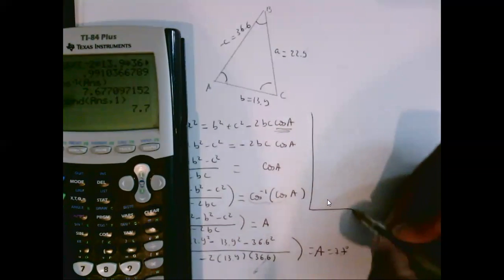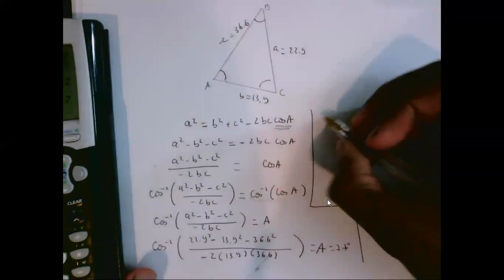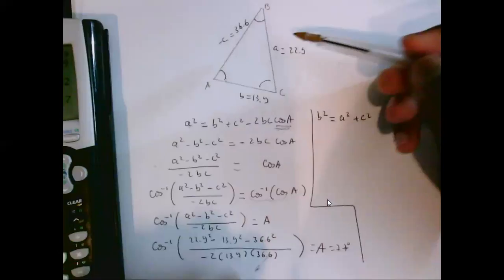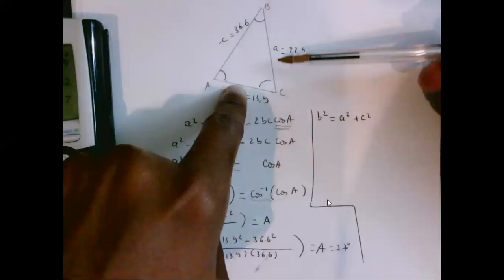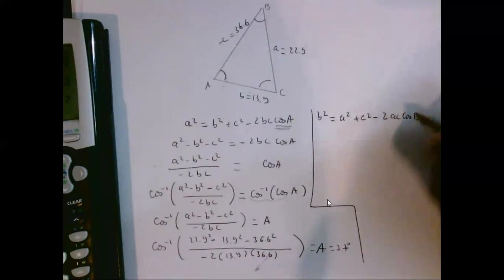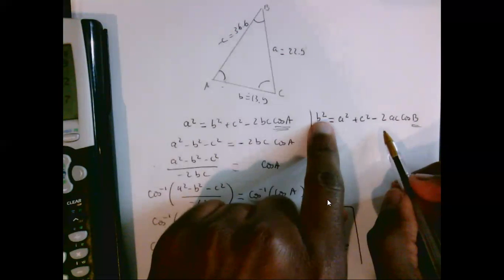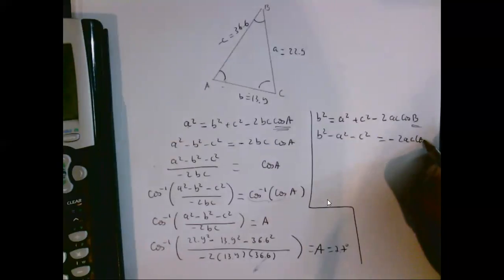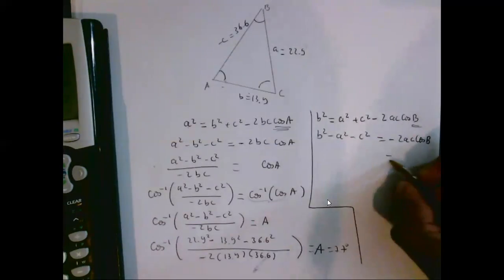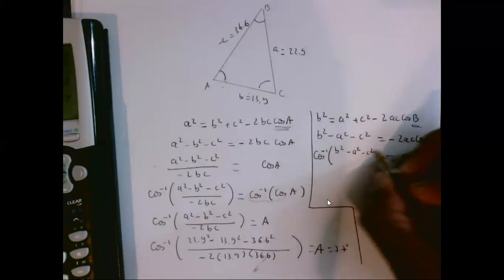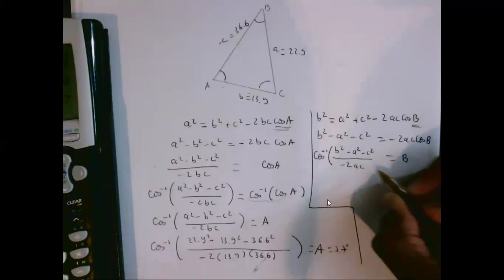So using the same procedure, I know that b squared, this side squared, equals a squared plus c squared, minus 2 times ac cosine of B, like that. Now I'm looking for the angle B, so I bring all those values on that side. So b squared minus a squared minus c squared equals negative 2ac cosine of B. So similarly to what we have here, B will be equal to the cosine inverse of b squared minus a squared minus c squared divided by negative 2ac.